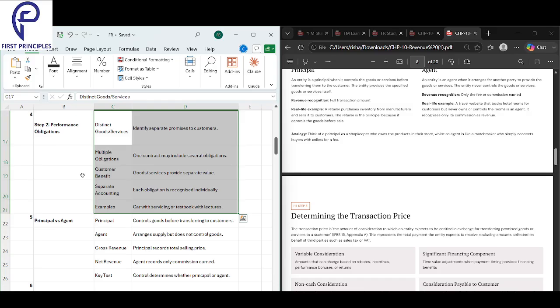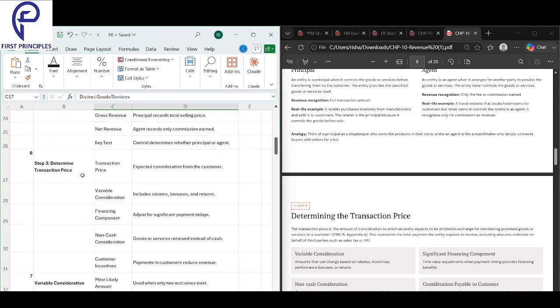Next, principal versus agent. Principal is the one who owns the particular good. Agent is the one who just makes the contact between the buyer and the seller. Gross revenue and net revenue. Gross revenue is pretty much about the principal recording the total selling price. Net revenue is the commission. The agent only records the commission. The principal records the total selling price. The agent only records the commission.